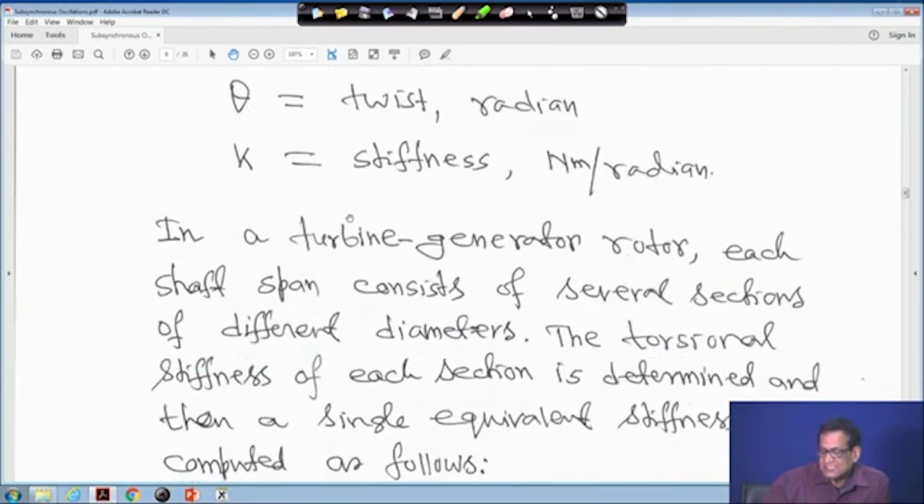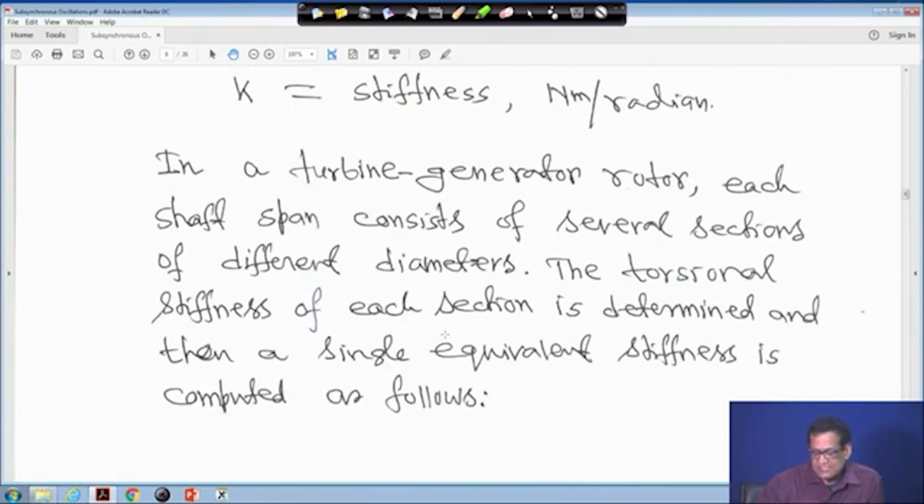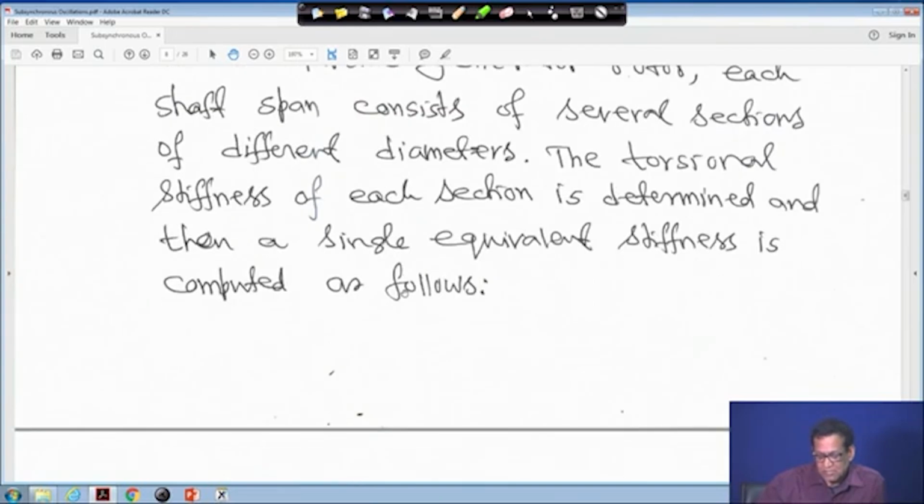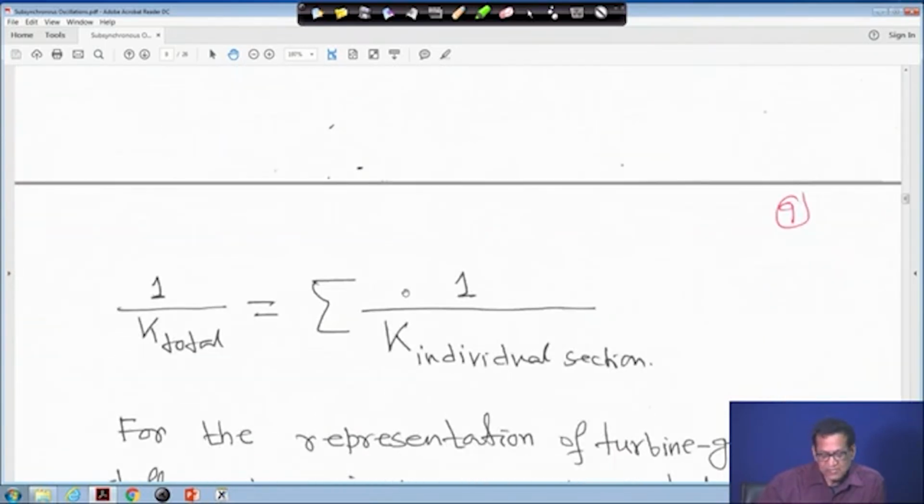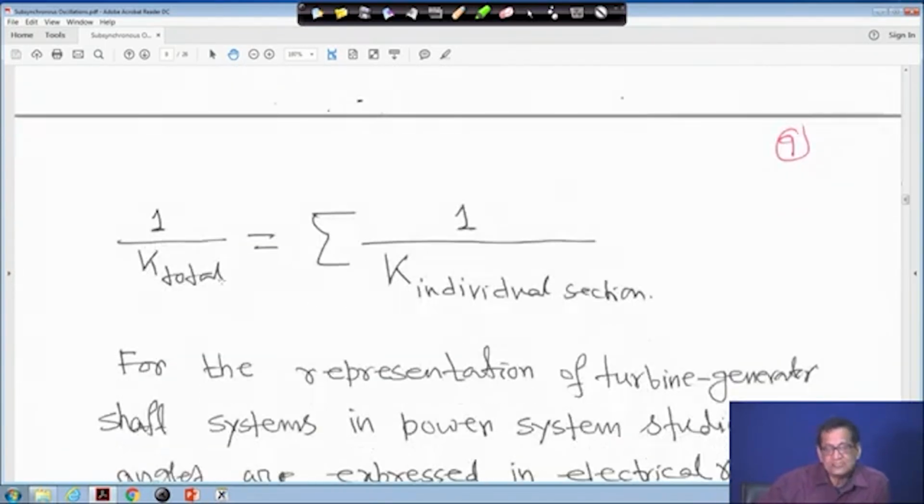So, in a turbine generator rotor, each shaft span consists of several sections of different diameters. The torsional stiffness of each section is determined and then a single equivalent stiffness is computed as follows. 1 upon K total, the total stiffness, is equal to sigma of 1 upon K of each individual section.